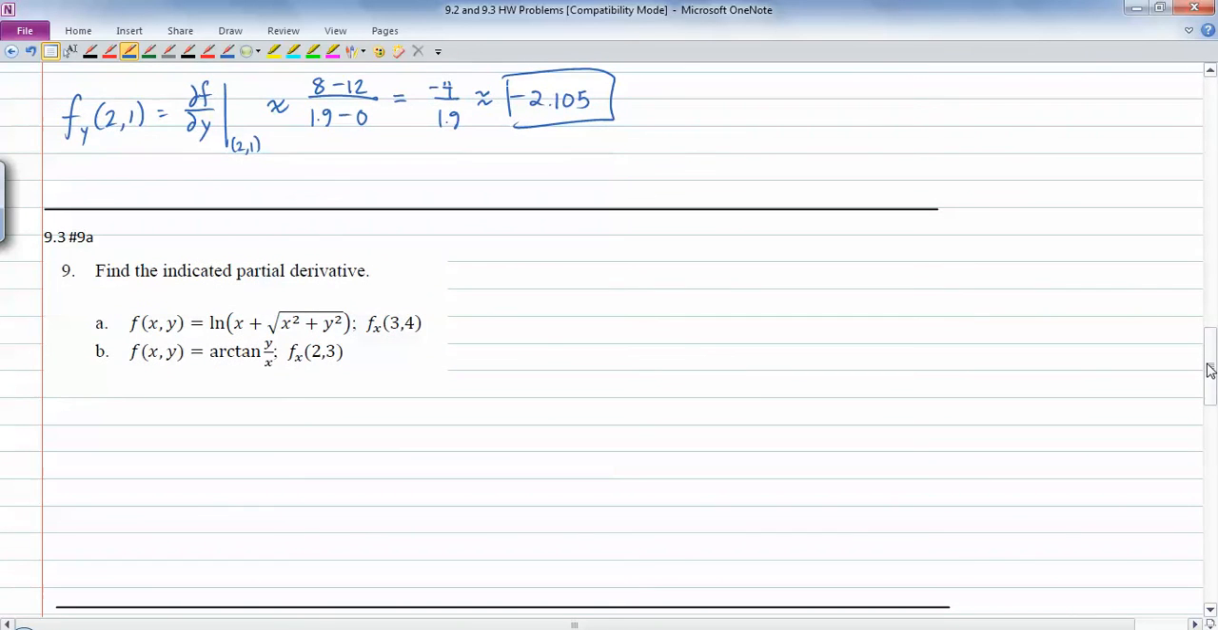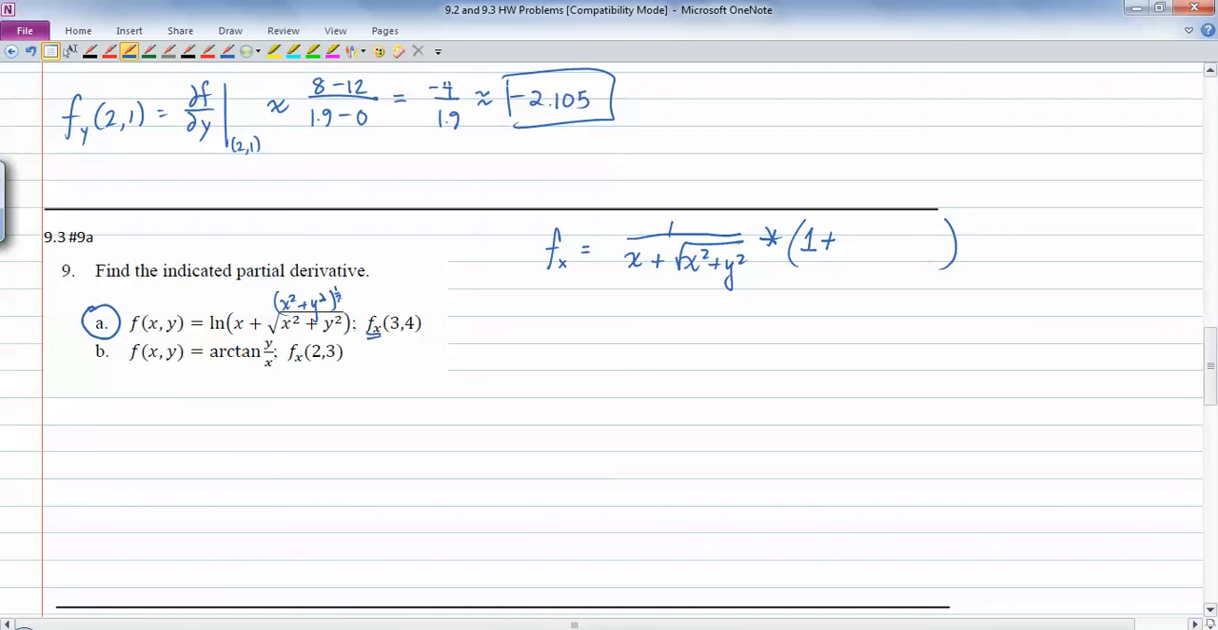So find the, and this one you're only doing A. So find the indicated partial derivative. So let's take the, and we need with respect to x. So y is a constant now. So the derivative of ln is 1 over whatever's on the inside, and then times the derivative of the inside. So that's going to be with respect to x. So that's going to turn into 1 plus, and then this is x squared plus y squared to the half.